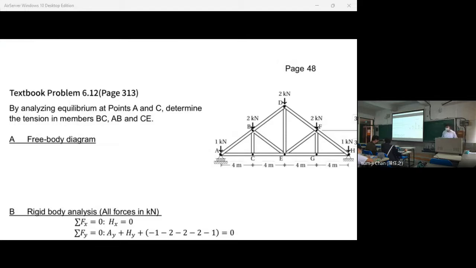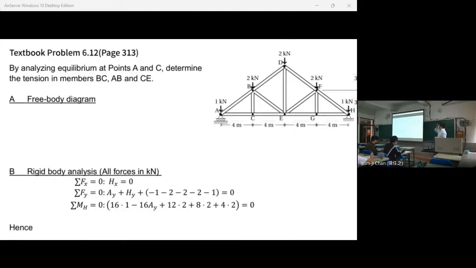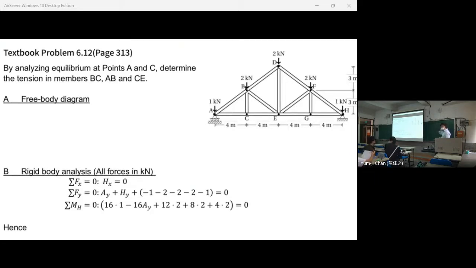Textbook problem 6.12. We have a truss like this, and by analyzing equilibrium at points A and C, determine the tension in BC, AB, and CE.